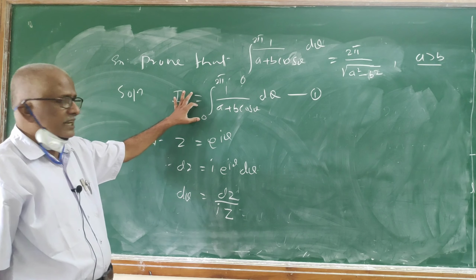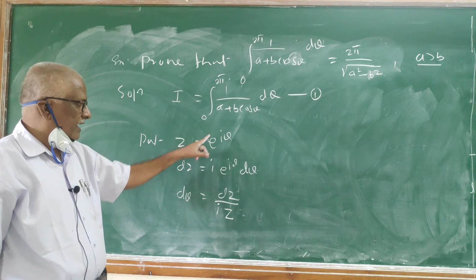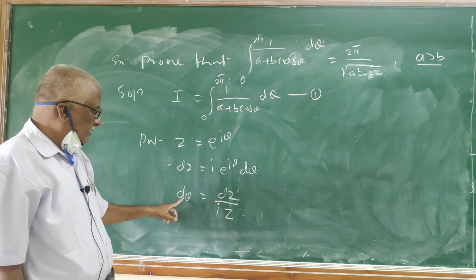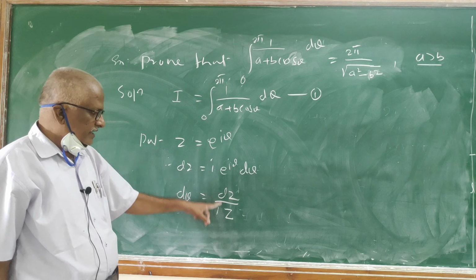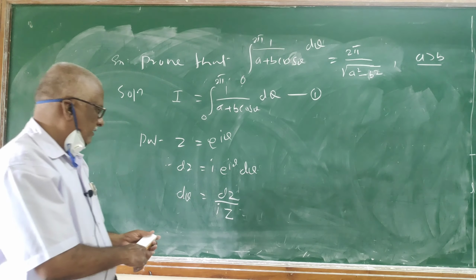To transform this real integral in terms of a complex integral, we put z equal to e raised to i theta. Therefore dz is i e raised to i theta d theta. Therefore d theta equal to dz by i e raised to i theta, but e raised to i theta is z, so that d theta is equal to dz by iz.